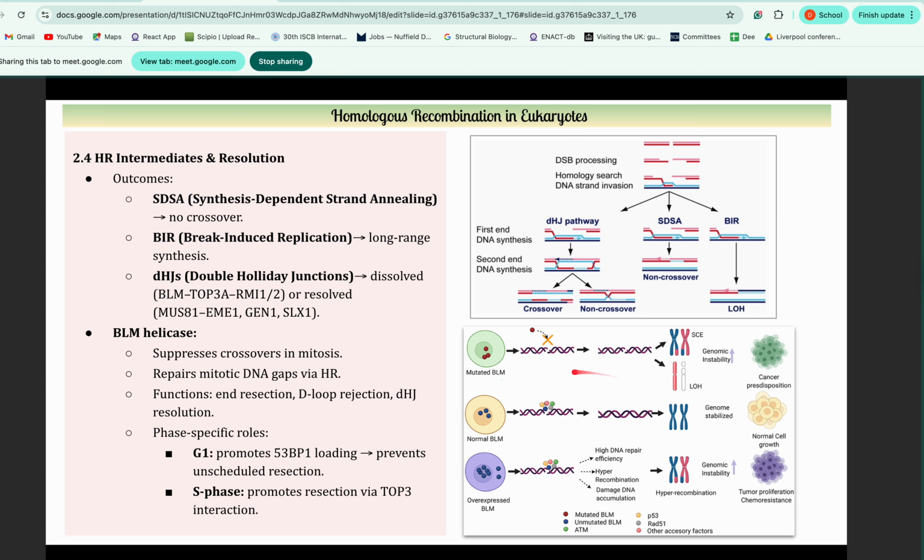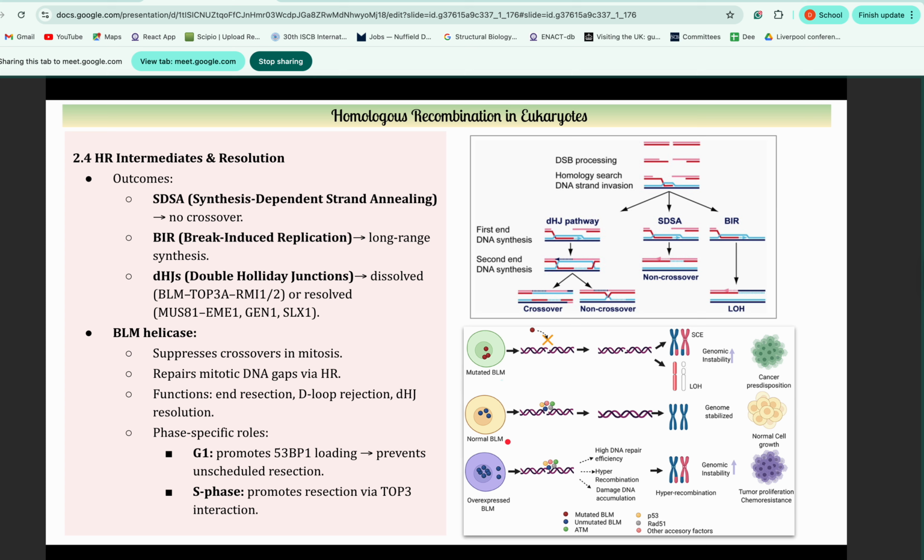So in this figure, as you can see, if BLM helicase is mutated and not functioning properly, then it will lead to crossing over, which in some scenarios could also lead to loss of function or loss of homology, so genomic instability can increase and cancer predisposition can take place. This will not always take place, but there are chances that if this BLM helicase does not work properly, if there is a mutation, then this crossing over will take place and this can increase the instability.